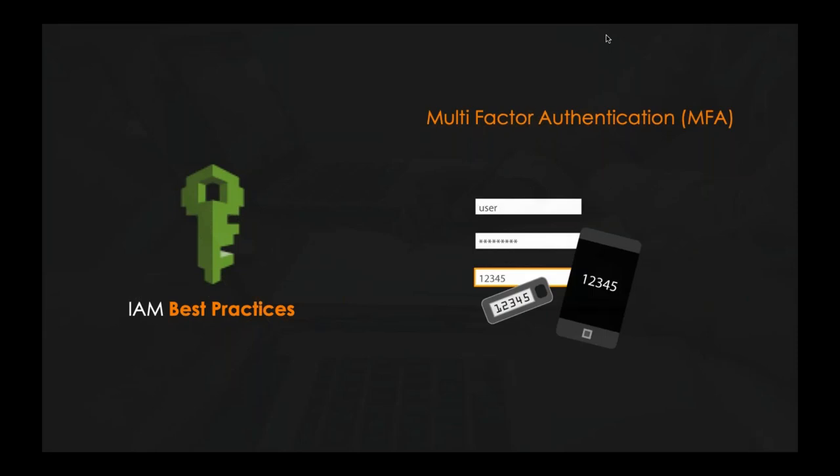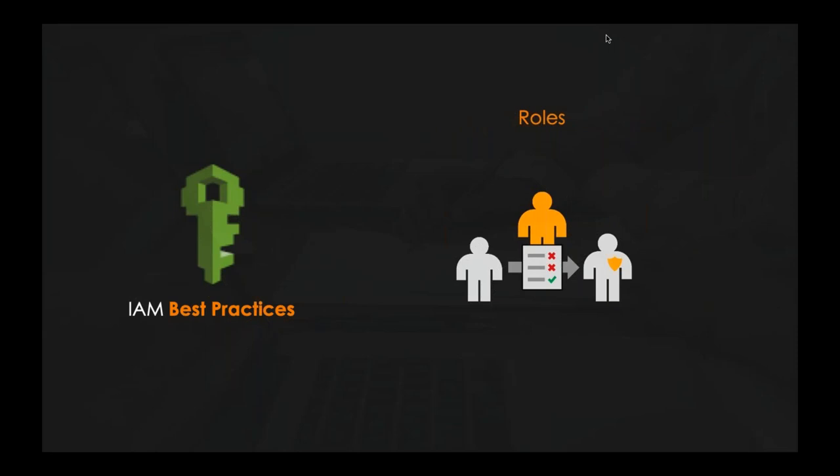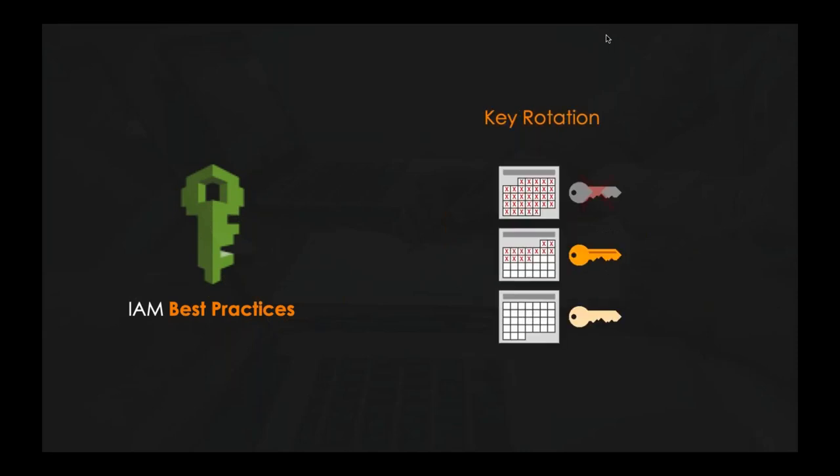You should always enable multi-factor authentication, that is two-step verification, for every single user and the root account. Instead of writing or hard-coding your credentials in your AWS applications, in your EC2 application, you must use these roles to connect to all the AWS services. Key rotation, that is expiration of your password, how frequently you want to rotate your keys and everything, you can define it here.